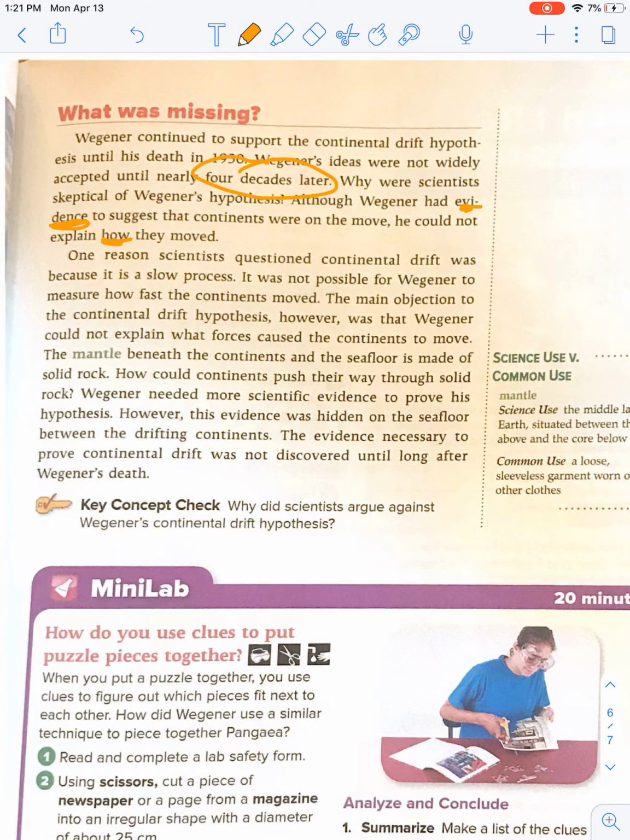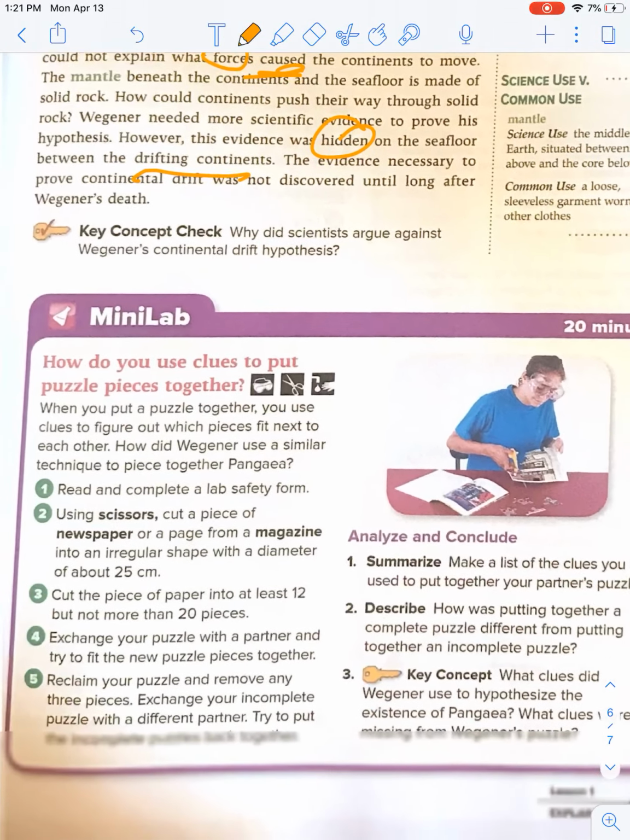The main objection to the continental drift hypothesis, however, was that Wegener could not explain what forces caused the continents to move. The mantle beneath the continents and the seafloor is made of solid rock. How could continents push their way through solid rock? Wegener needed more scientific evidence to prove his hypothesis. However, this evidence was hidden on the seafloor between the drifting continents. The evidence necessary to prove continental drift was not discovered until long after Wegener's death.